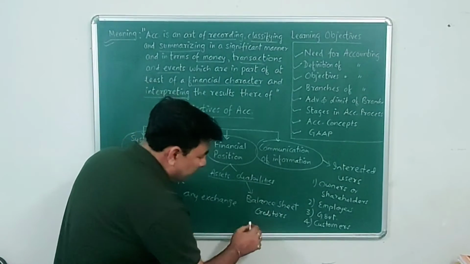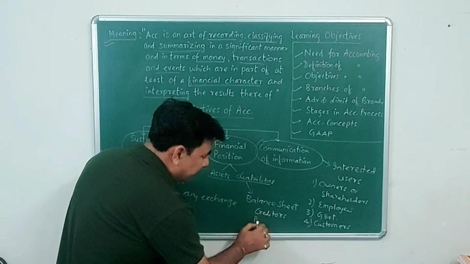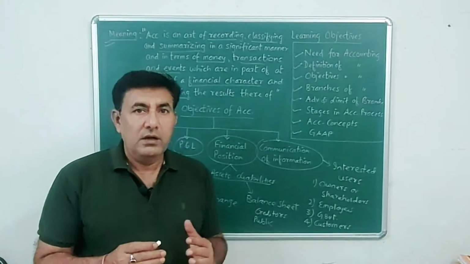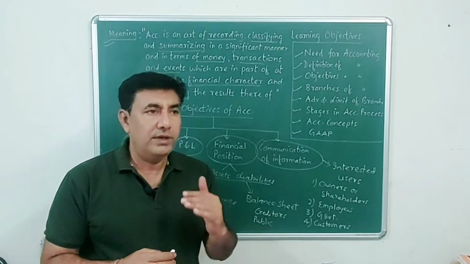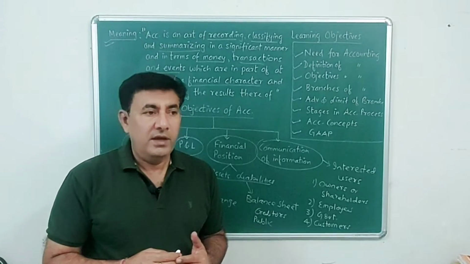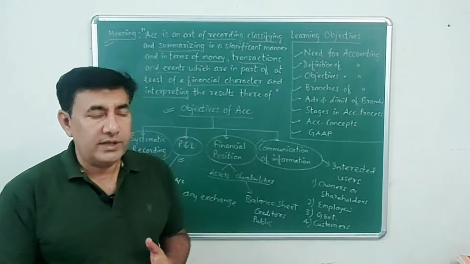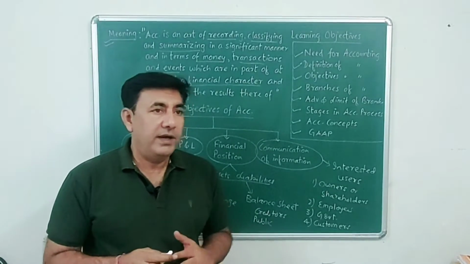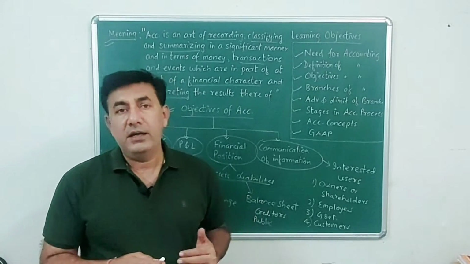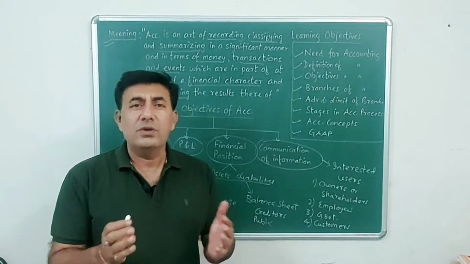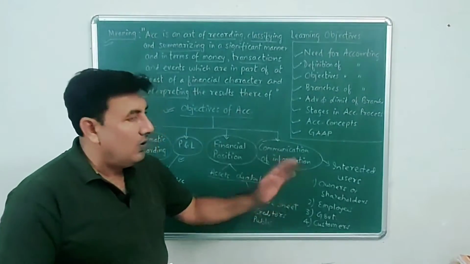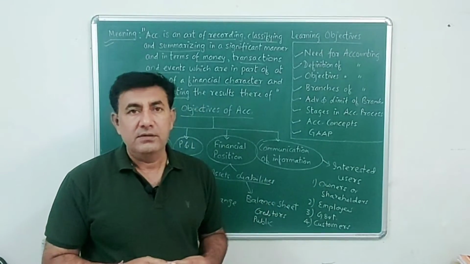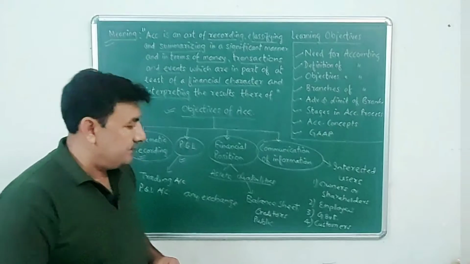Then we have the public, the society. They also like to know the position of the company, how the company is performing, and how it is taking care of the society, whether it is polluting the environment or not, or whether it is providing any benefits to the society in which it has been established. So you can write a lot of points in this. So these are the objectives.